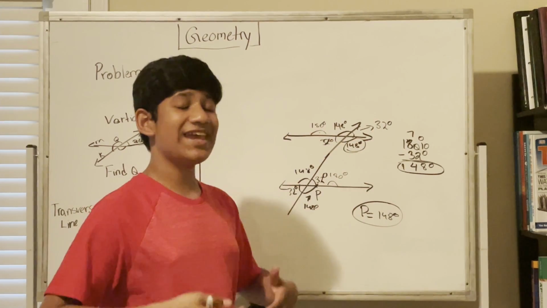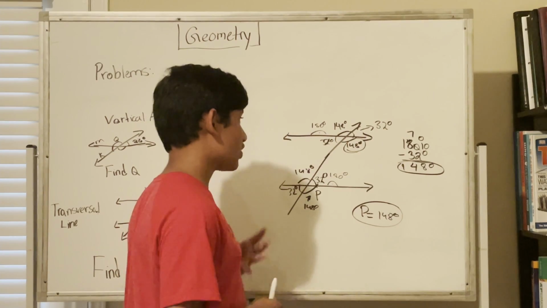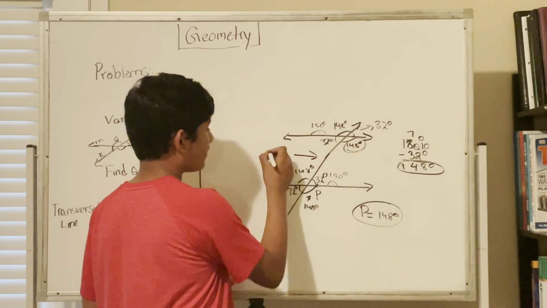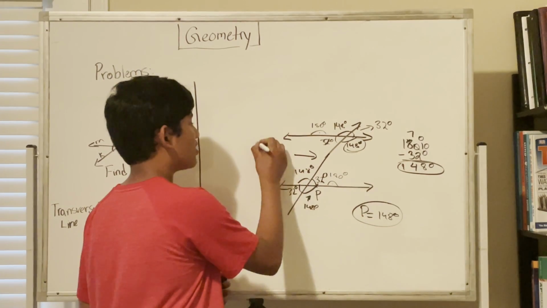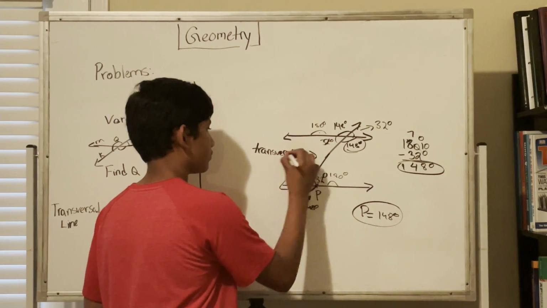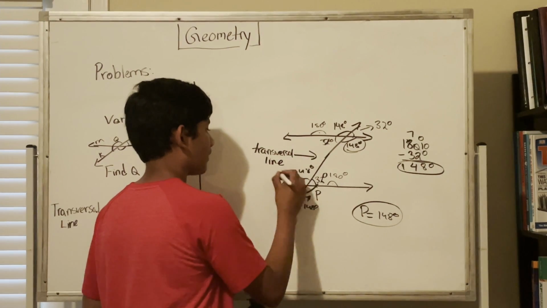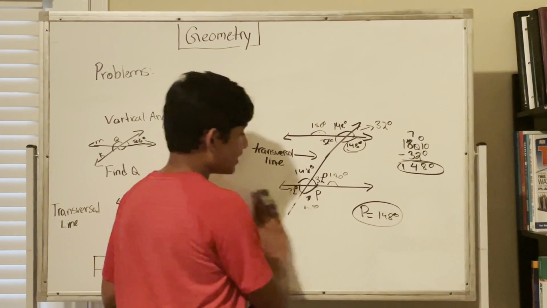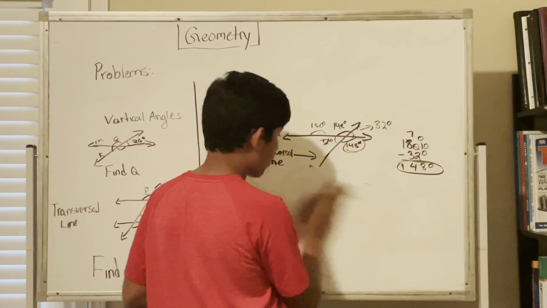Now that we've gained a better understanding of transversal lines and parallel lines, this line specifically that intersects two parallel lines is called a transversal line. Now that we've understood this, let's actually solve a problem over here.